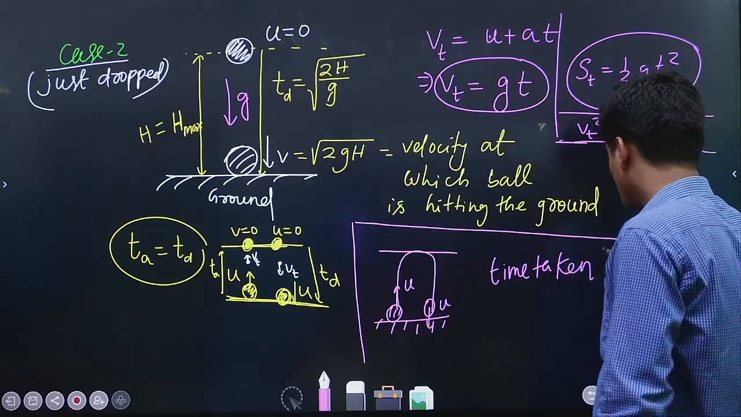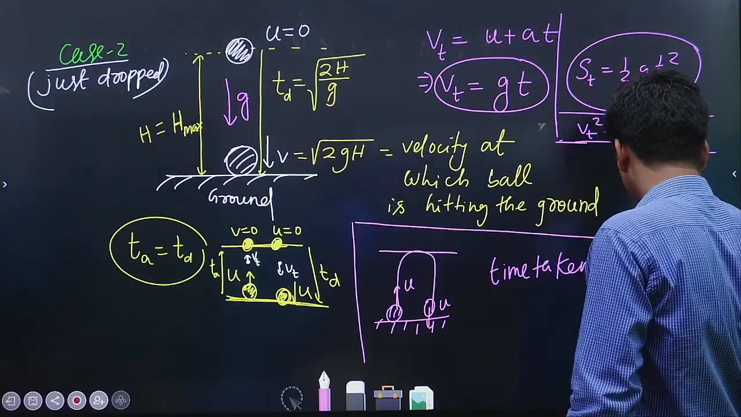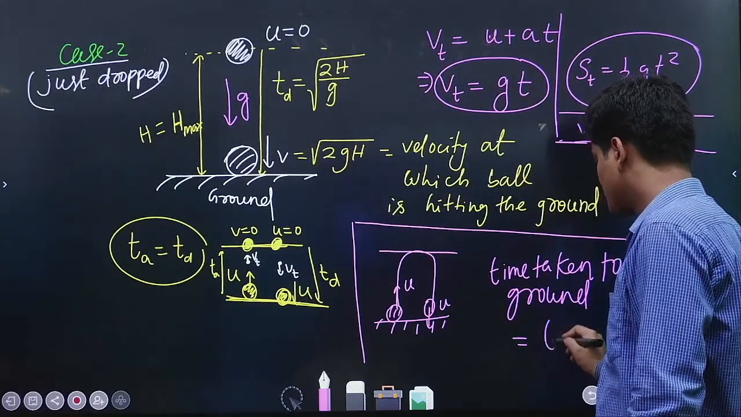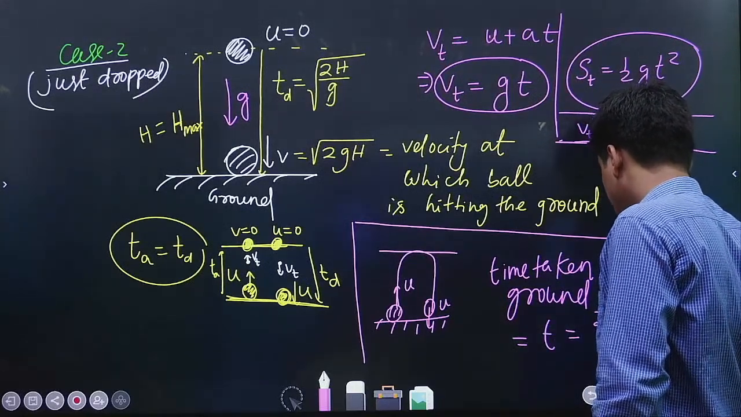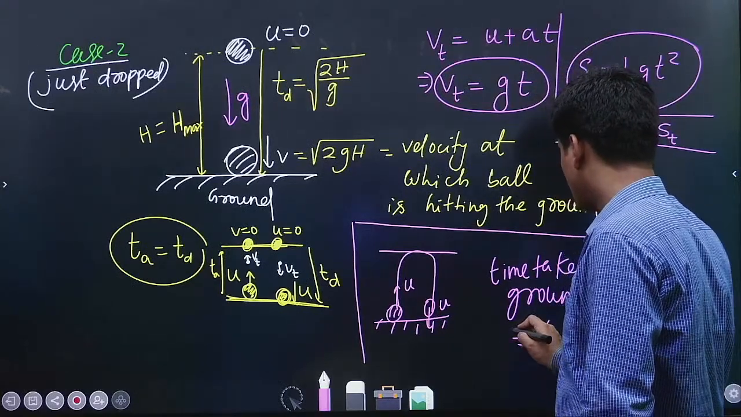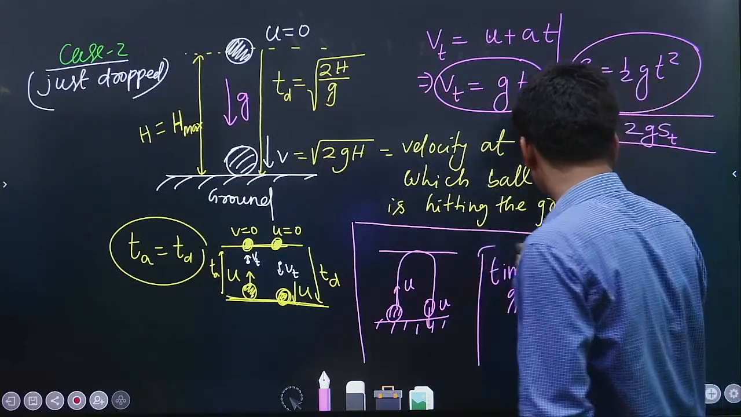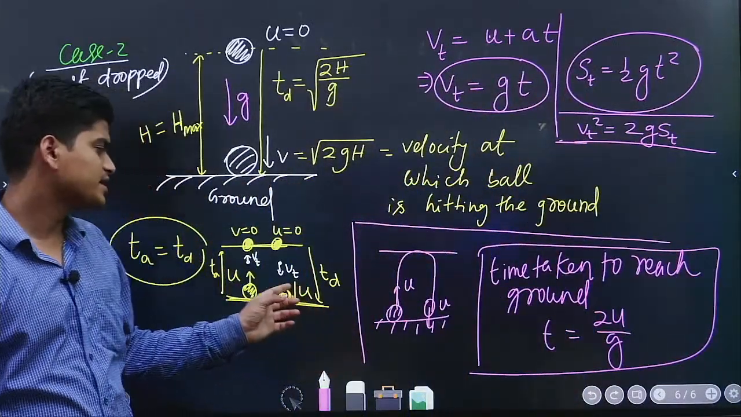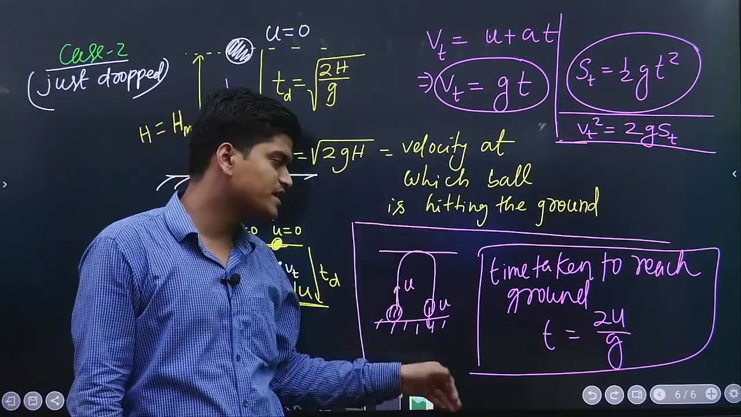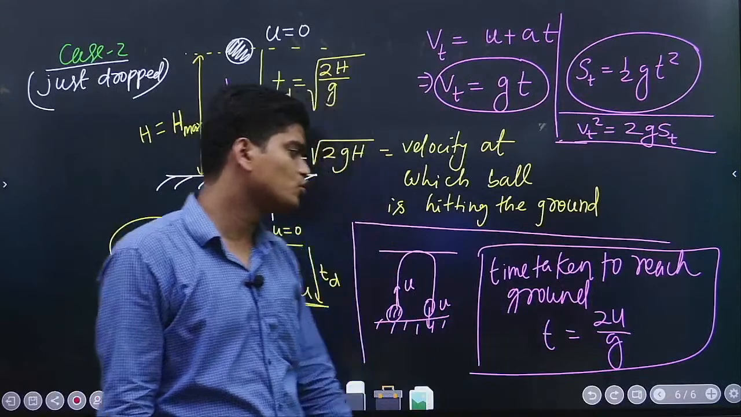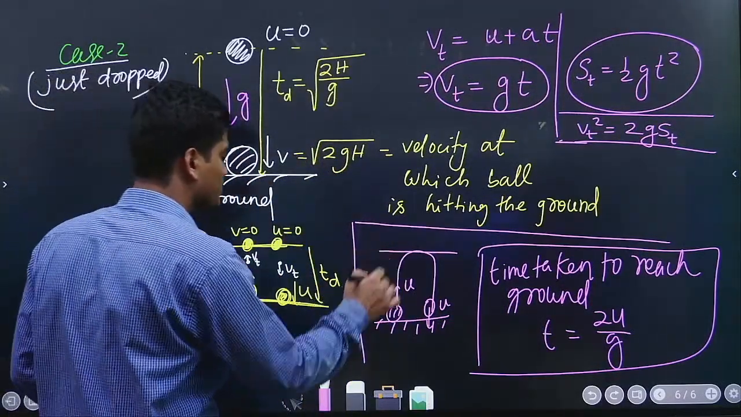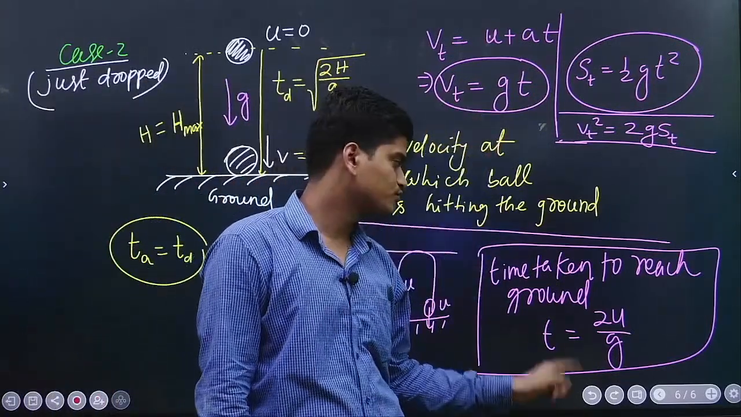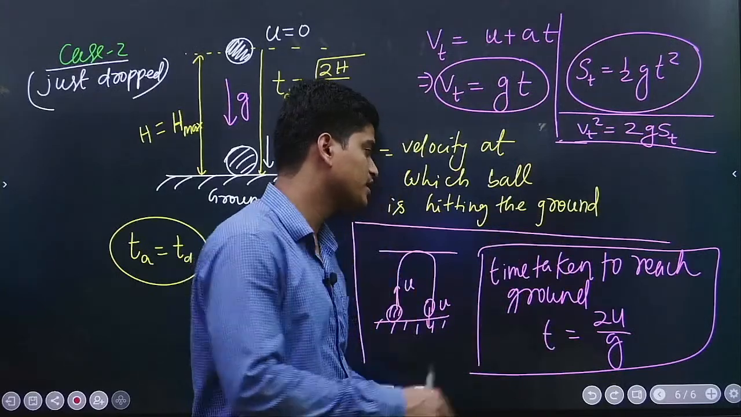Time taken to reach the ground is how much? Now t equal to 2u by g. Why 2u by g? Because the going up time, that is the time of ascent, is u by g, and the time of descent is u by g. The addition of both basically comes to 2u by g. So once you know the initial velocity, suppose I tell you 10 meter per second, a particle is thrown vertically upward, then what is the time it will take to come to the ground? So time taken to reach the ground is basically the total time.